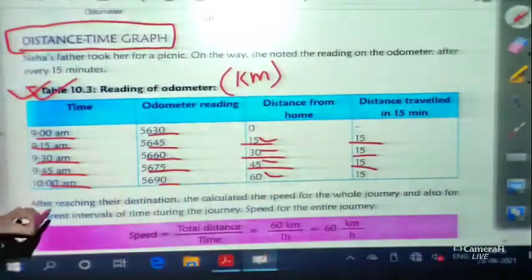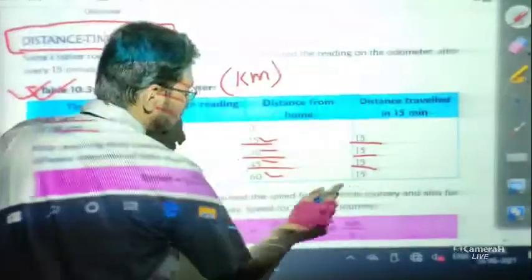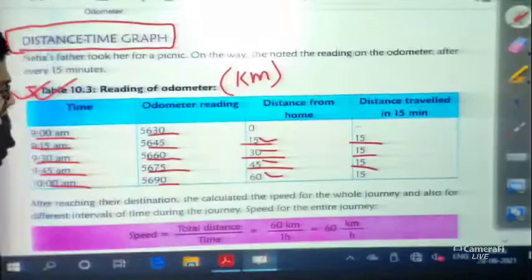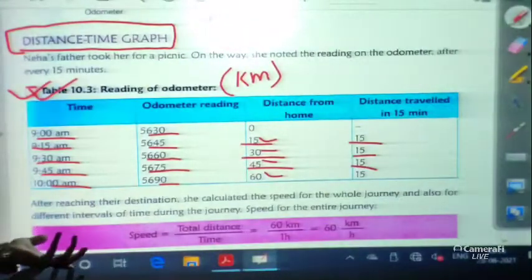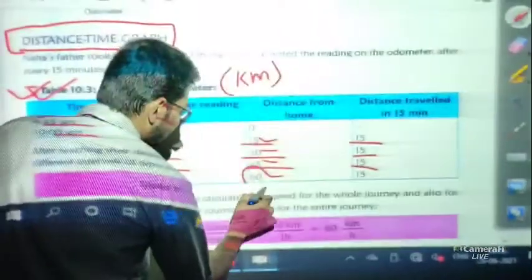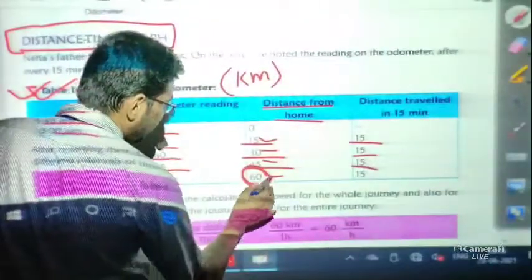Now after reaching the destination, she calculated the speed of the whole journey and also at different intervals of time during the journey. What will be the speed of the entire journey? Total distance divided by total time. What is the total distance? 60, because the maximum distance from home is 60.